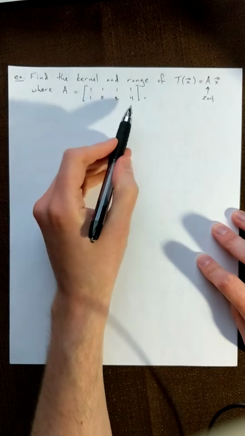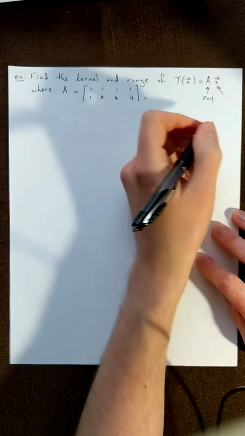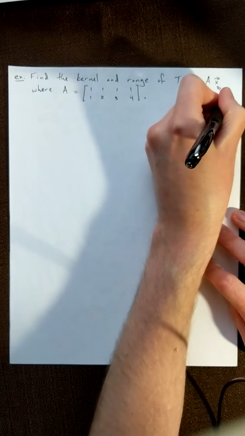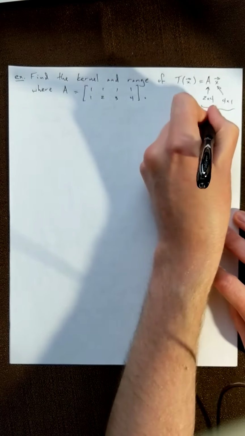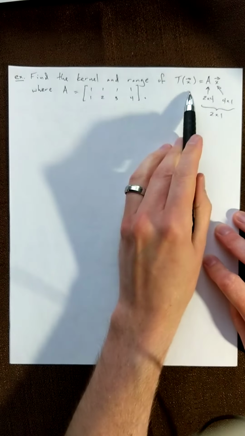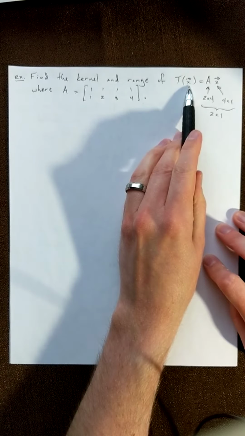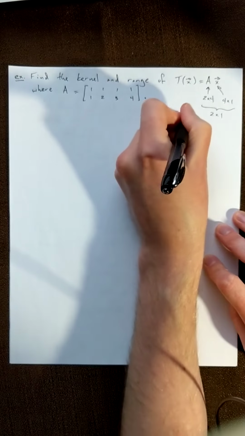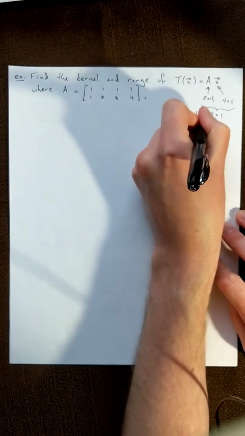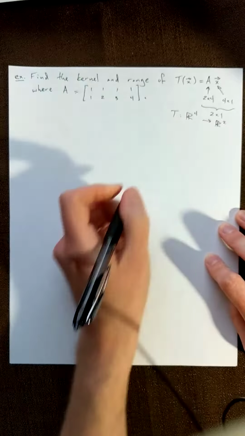2 rows, 4 columns. X, if it's a vector, in order for this to make sense, it would have to be a 4 by 1. And so my output would have to be a 2 by 1. And so the domain, your inputs would have to be 4 by 1 vectors. Your outputs would have to be 2 by 1 vectors. That means that T is a transformation from R4 into R2.